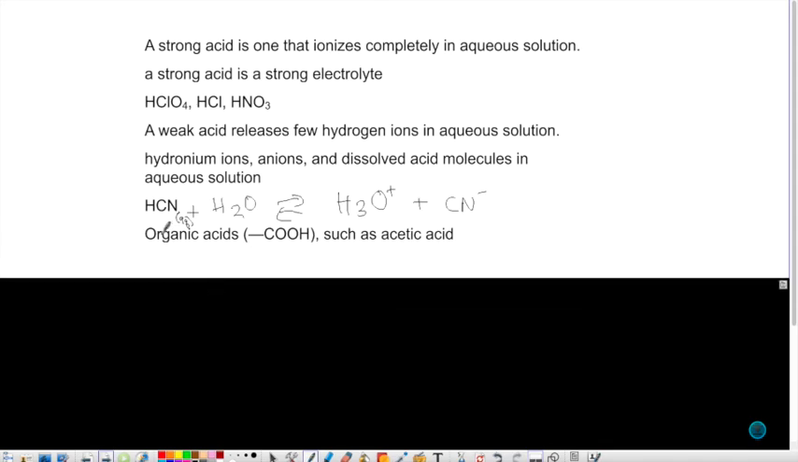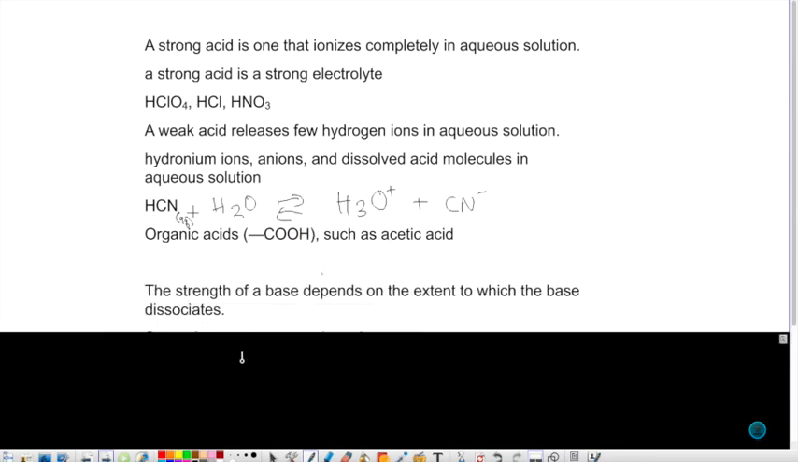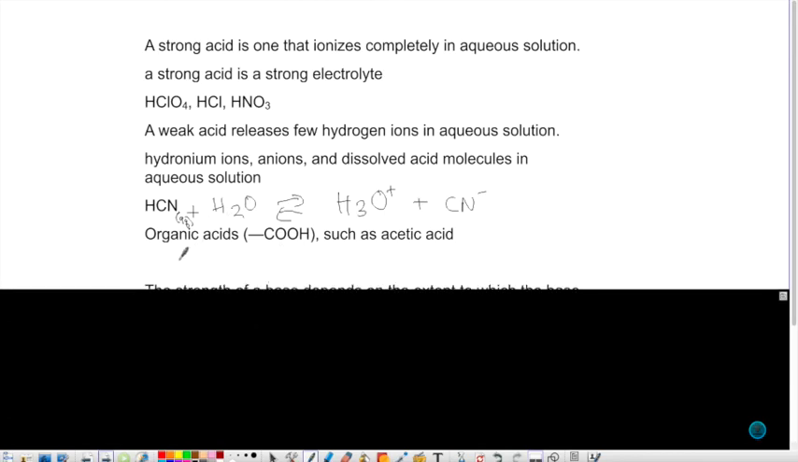Okay, organic acids. So anytime that you see COOH, those are also weak acids. And so the kind of example that the book uses a lot is acetic acid. So that's HC2H3O2, or HCH3COO. It can be written either way, and I will write it both ways often so that you're comfortable with both. Okay, so these are also examples of weak acids.